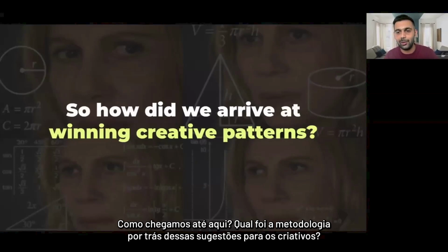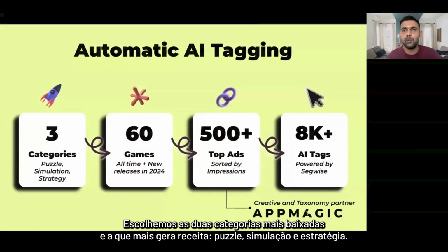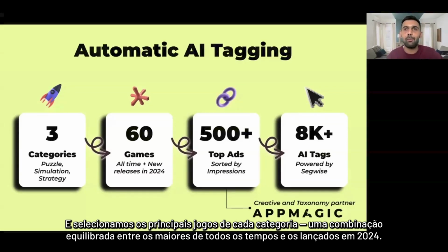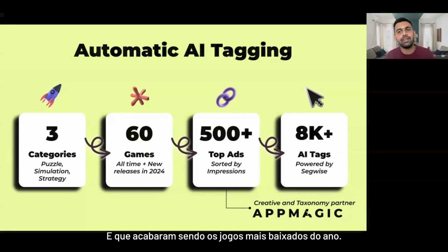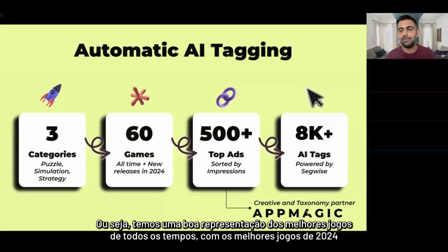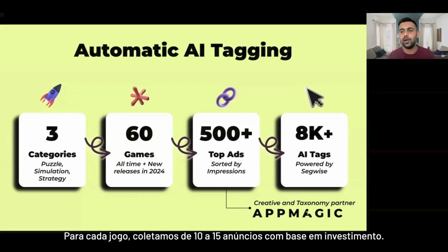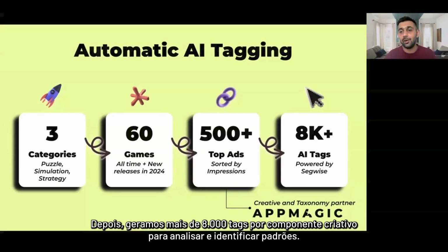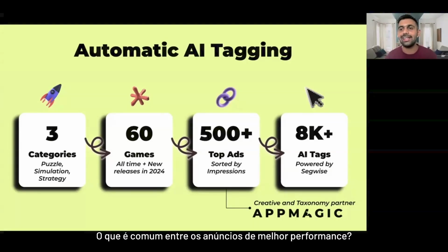So how did we arrive at this? What's the methodology for coming up with these suggestions on what you should be doing on your ad creatives? We basically took the most downloaded categories and the highest revenue generating categories. So we have puzzle, simulation, and strategy. And we took the top games in each of these categories. By top games, we had a balanced representation of games that were in general the top in that category, but also games that launched in 2024 and ended up being some of the most downloaded games of that year. So we had a balanced representation of all-time top games and also new games that shipped that year. We took almost 10 to 15 ads of each game, the top ads based on ad spend, and then we generated 8,000 plus tags or creative components within these ads to analyze and find patterns and what's common among all of these ads that are doing really well.